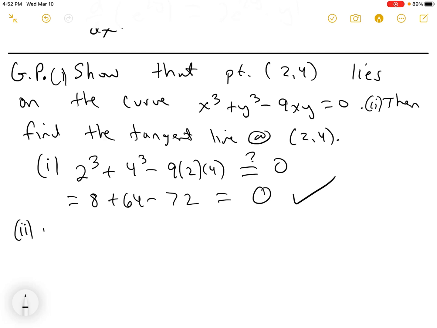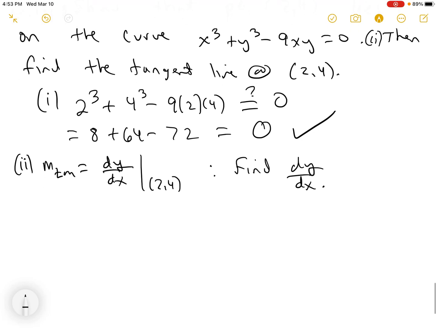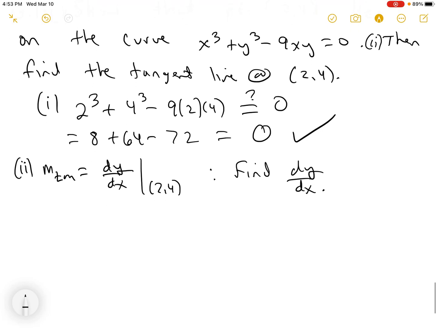First of all, we're going to find m tan, the slope of the tangent line, and this is dy dx evaluated at the point (2, 4). So again, we need to find dy dx. Okay, so let's do that. Now I'm going to use my d/dx operator here.